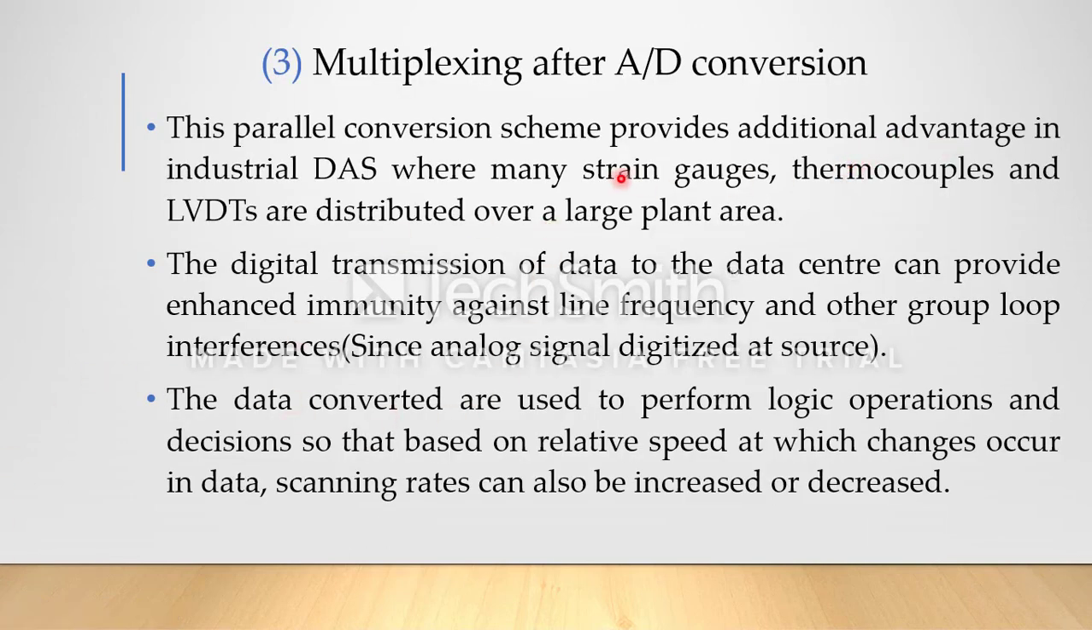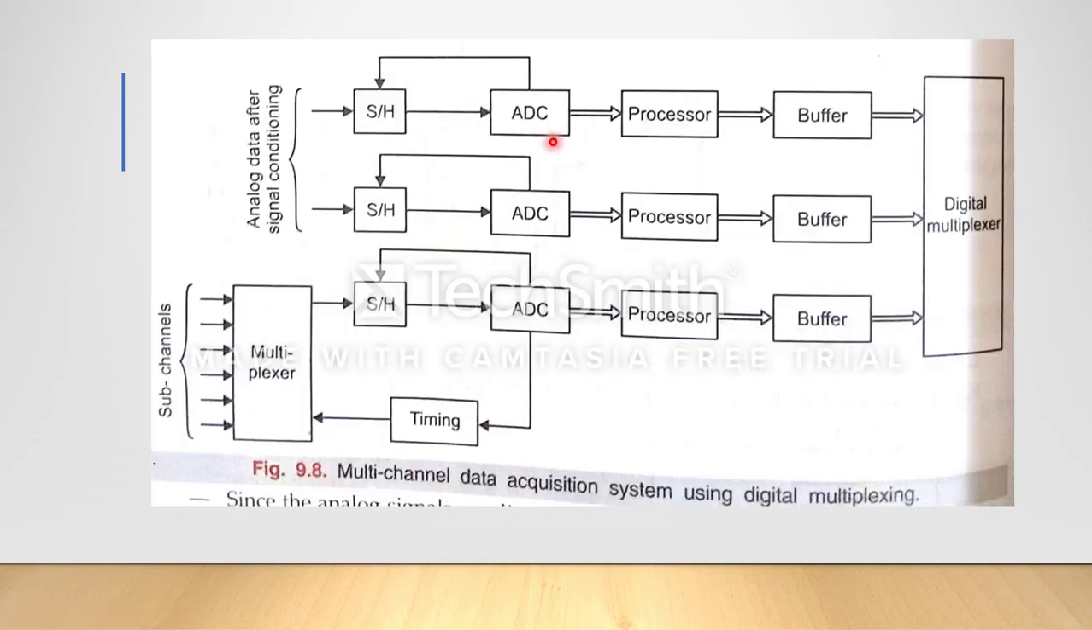Next we have multiplexing after A to D conversion. So see here, after A to D conversion we have the multiplexer. So just check with this. Then the processor, directly the multiplexer we have here, A to D, this is analog, sample and hold, A to D converters. Then we have a digital multiplexer. So that is the difference in digital.